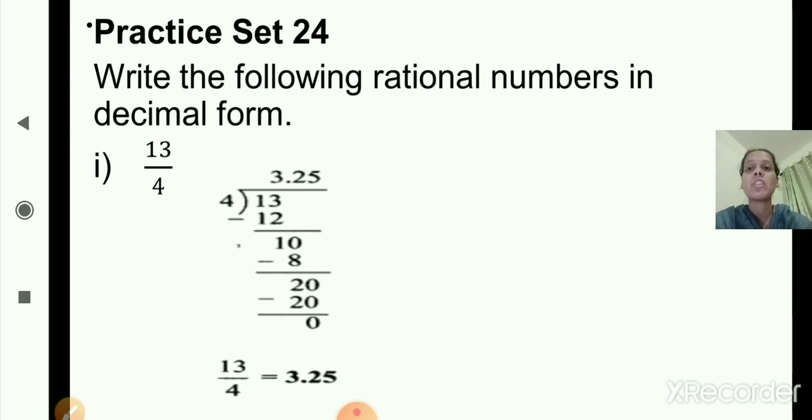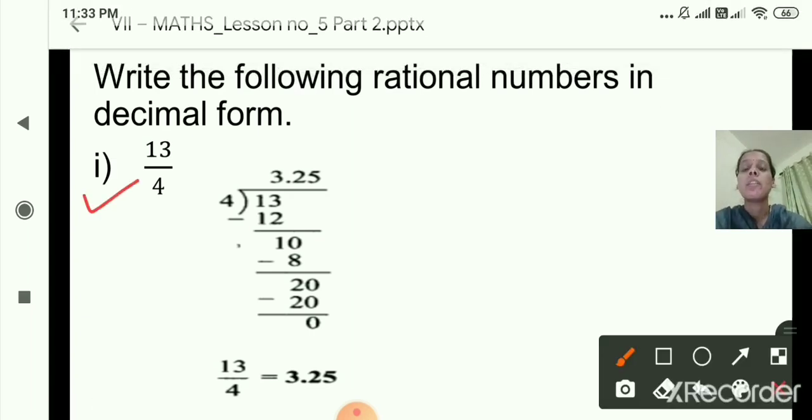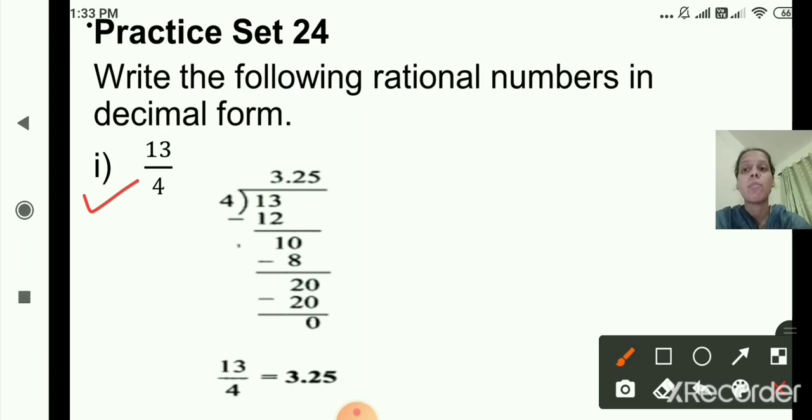Write the following rational numbers in decimal form. Again the same, we have to convert these rational numbers into decimal form. 13 upon 4, 13 divided by 4. So as you can see here, we'll write down here 13 divided by 4. Okay, now see this.